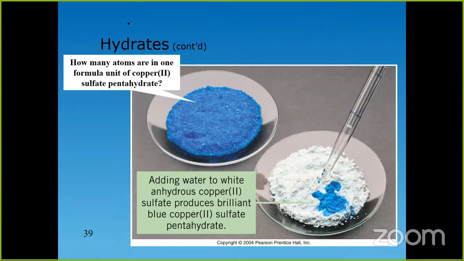Cobalt chloride hexahydrate. When heated, this is actually pink in color, and when heated, forms a blue colored compound. So in that case, there's an obvious color change. But in most cases, there's not. It's just white to white, but there's still a change in terms of the hydrated form being more crystalline and the anhydrous form being more powdery.